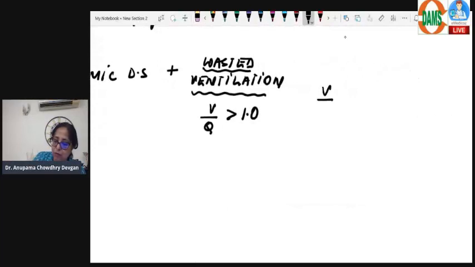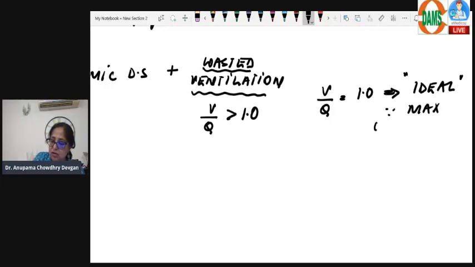VQ ratio of 1 is taken as ideal. This is an ideal VQ ratio. Why ideal? Because maximum oxygenation of the blood is achieved at a VQ ratio of 1. Hemoglobin is 100% saturated at a VQ ratio of 1, right? Maximum oxygenation is achieved at a VQ ratio of 1.